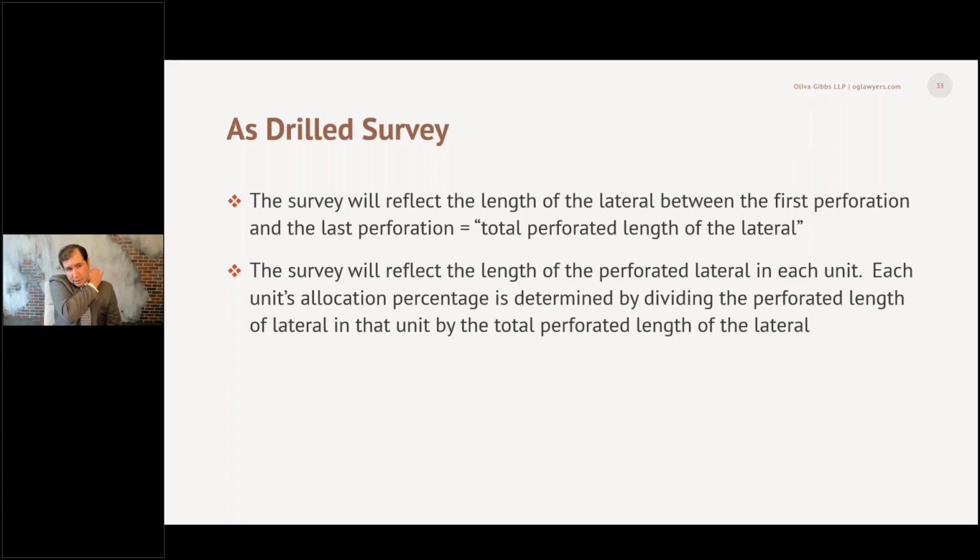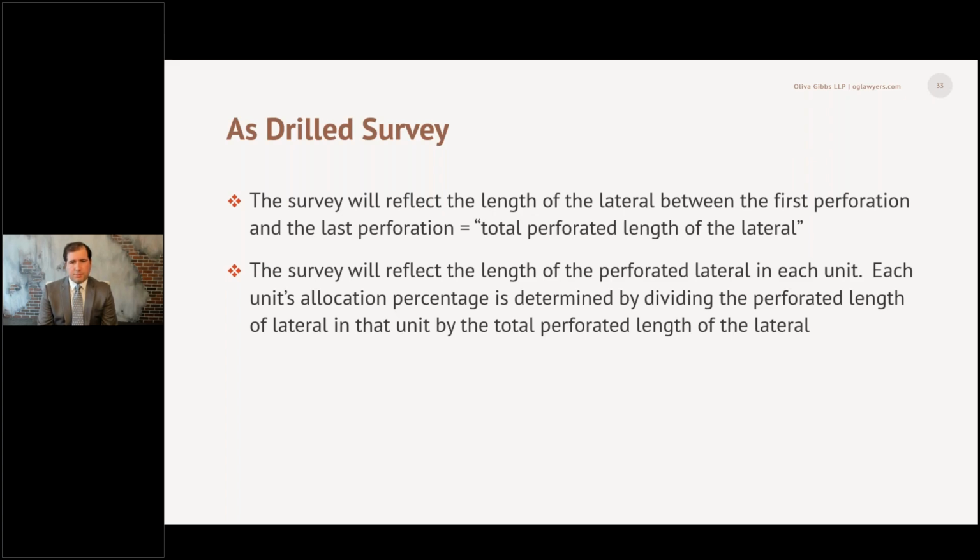Also, as we discussed, you have to file that as-drilled survey. The survey is going to reflect the length of the lateral between the first perforation and the last perforation. So it'll give you that total perforated length of lateral. It'll also generally tell you the percentage of that lateral in each unit, or at least it'll tell you the total length of the lateral in each of those units if it doesn't necessarily give percentages.